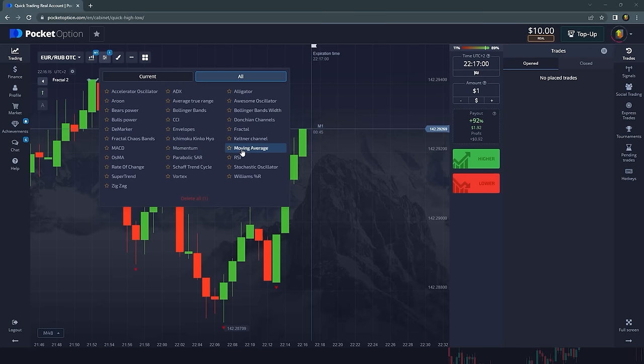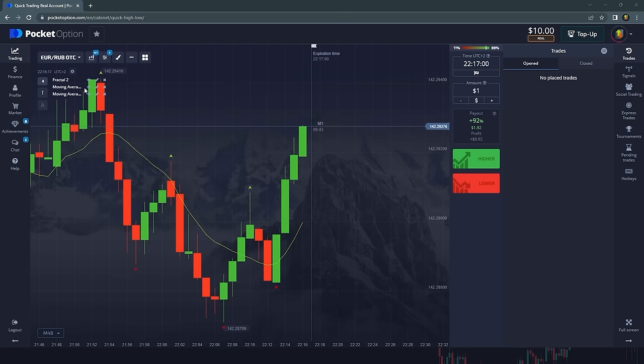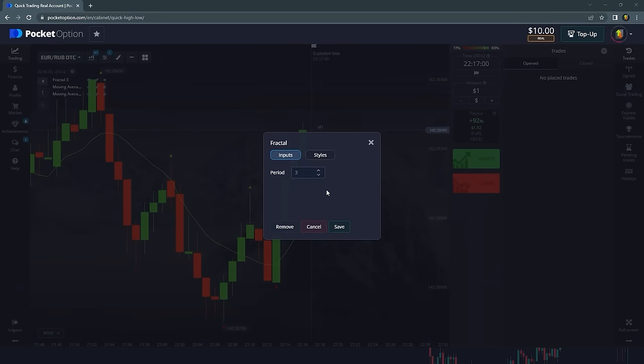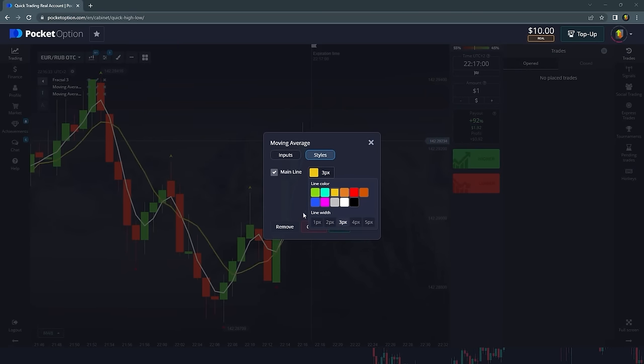In my previous video, I showed this simple yet profitable strategy. Let's add a fractal indicator with period 3. Let's add a moving average with a period of 3. Apply a brighter color and make the line thicker. Add another moving average with a period of 7. Make it more visible as well, with a different color.